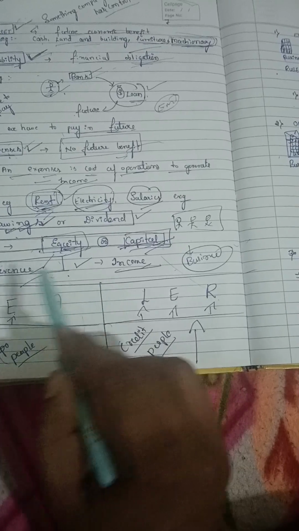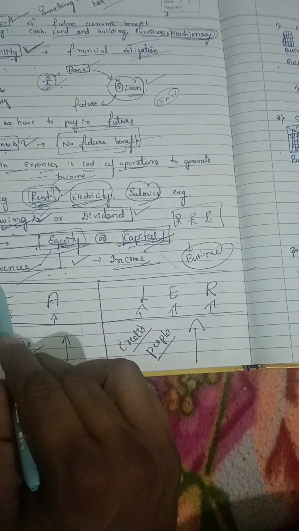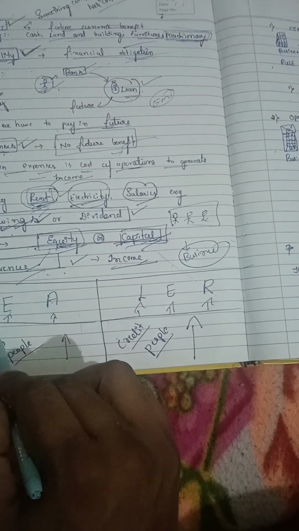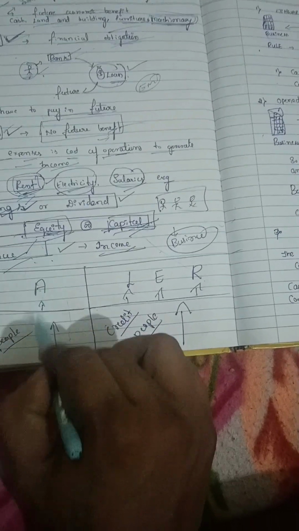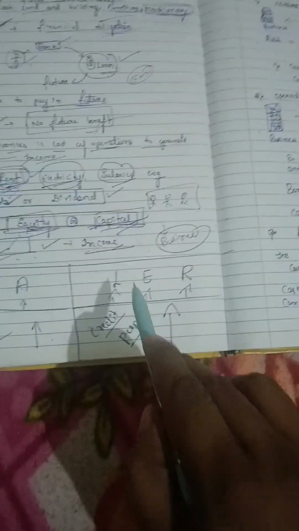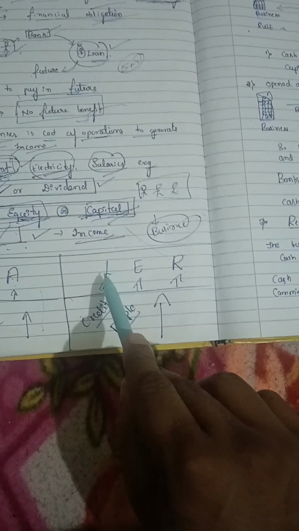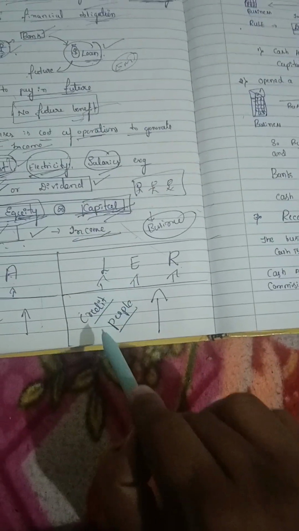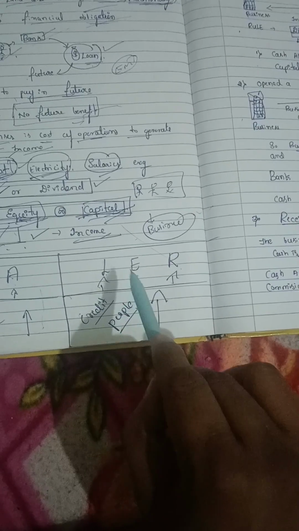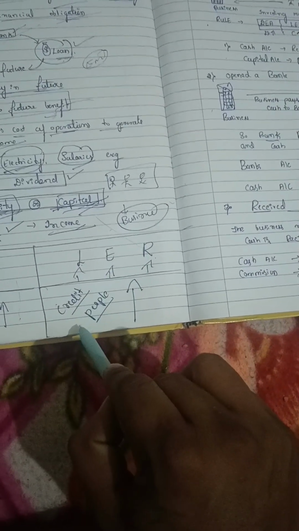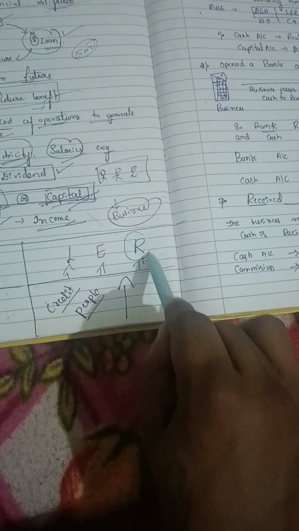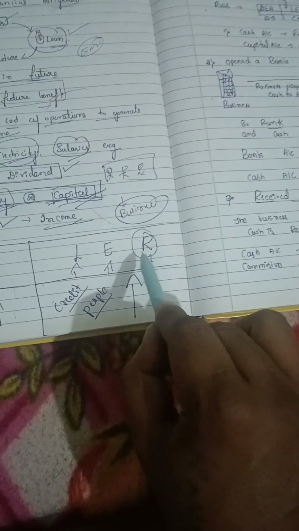Again I'm reiterating. Drawings increasing means have to debit the entry. If expenses are increasing, debit the entry. Assets are increasing, debit the entry. Liabilities, if liability is increasing means have to credit the entry. If equity or capital is increasing, have to credit the entry. If revenue is increasing, you have to credit the entry.